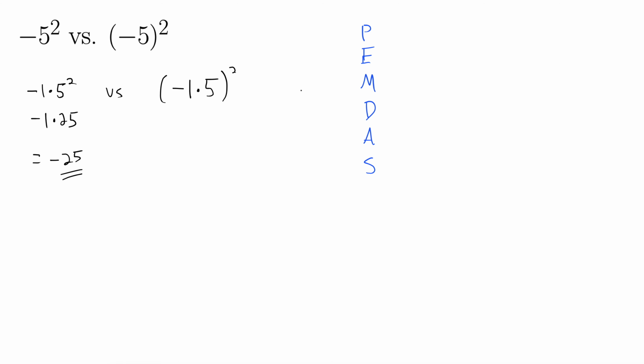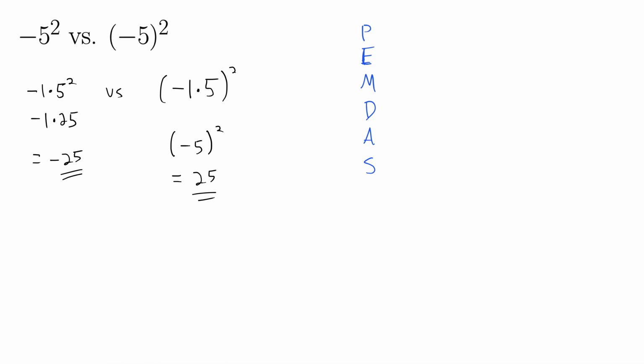In the second one, we go back to our PEMDAS. It says parentheses come first. So let's do that. -1 times 5 is -5, squared. And now we go on to exponents. (-5) squared is actually positive 25, because we can think of this as -5 times -5. A negative times a negative is a positive. That gives us positive 25.